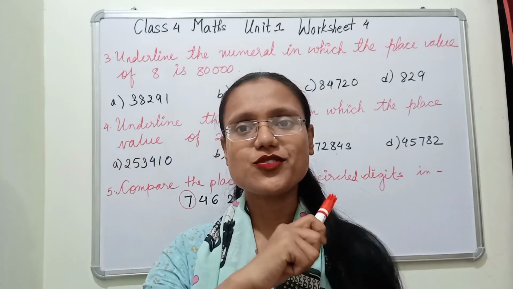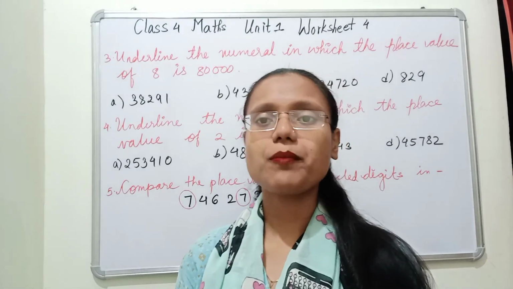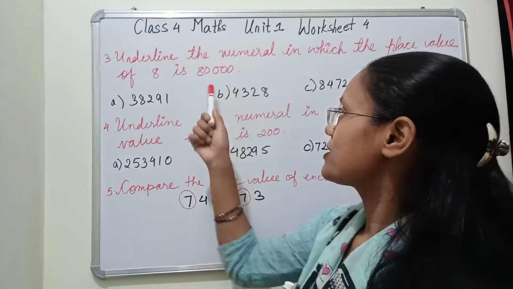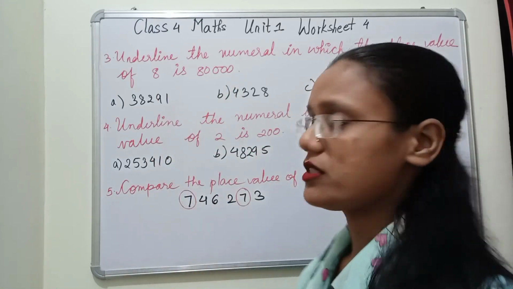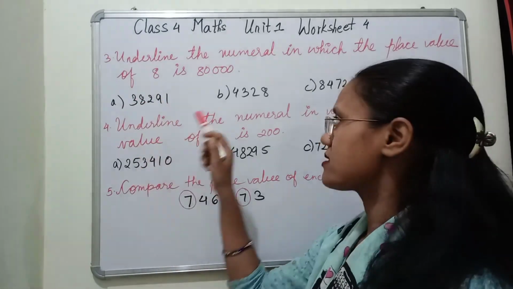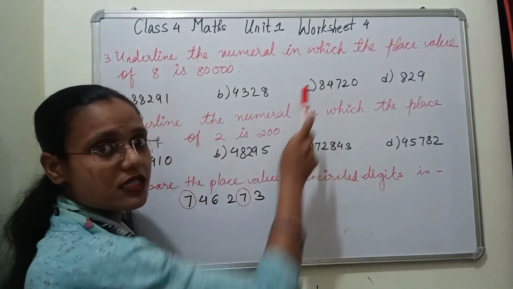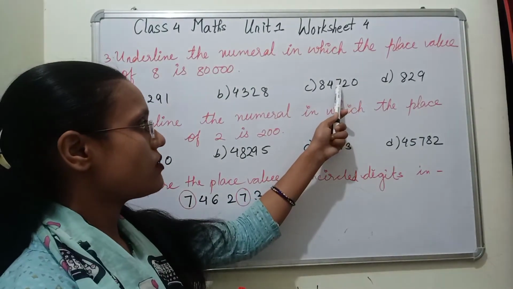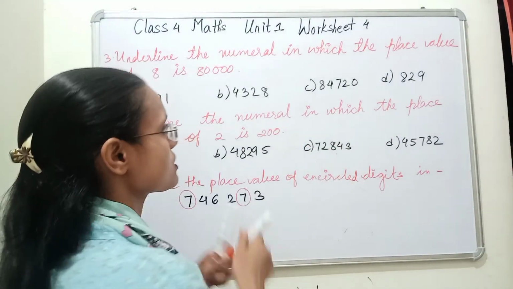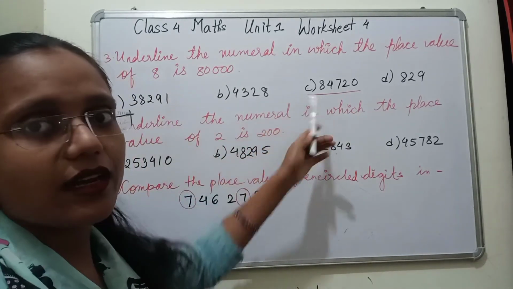Now let us see question number 3. Question 3 is: underline the numeral in which the place value of 8 is 80,000. Let us see the number first. In the first numeral, see ones, tens, hundreds, thousands, ten thousands. This is 8,000. No, this is not the answer. Second one, this is at the ones place, so this is not the answer. Now look at C. What is in C? Ones, tens, hundreds, thousands, ten thousands. If 8 is at the ten thousands place, it means this is 80,000. So this is the answer. It is asked to underline, so we have underlined it.